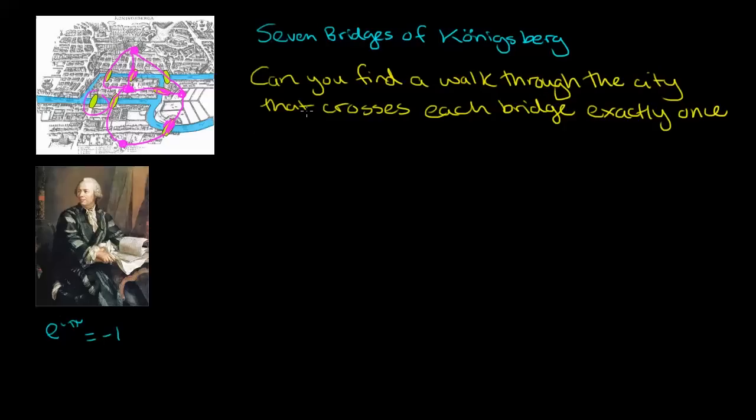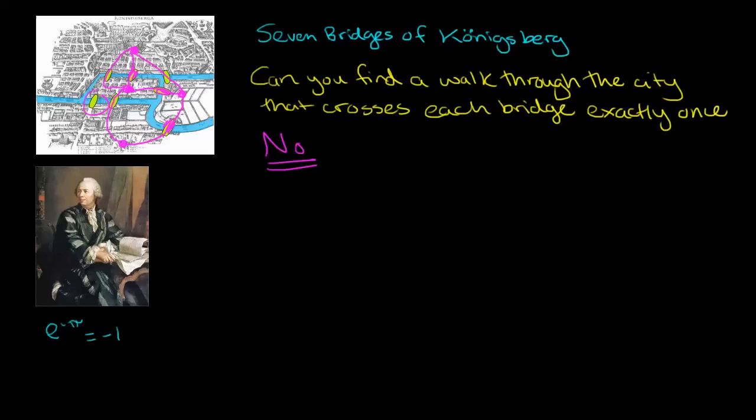Well, it turns out that to this question, can you find a walk through the city that crosses each bridge exactly once, the answer is no, you cannot. The reason is not that I cannot just do it via some example. The reason is more complicated than that. And Euler is the one who solved this problem, and he solved it using graph theory. But there was no such thing as graph theory at the time. So how did he think about it?